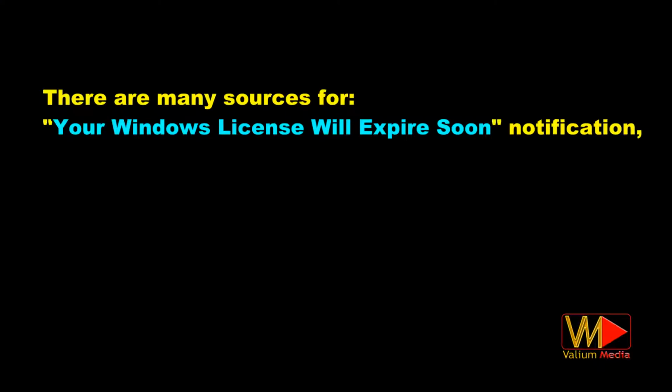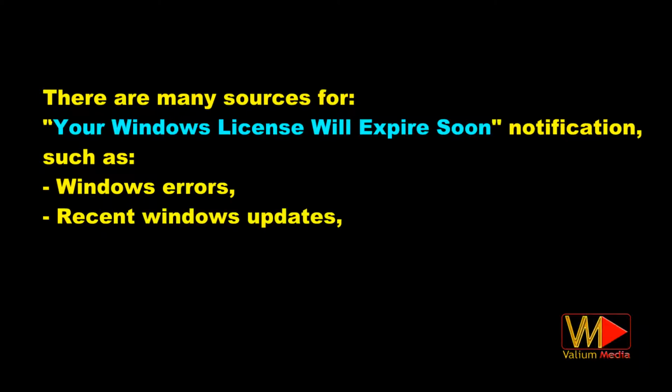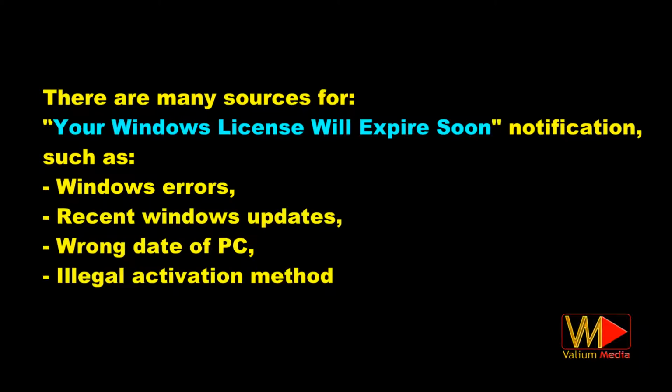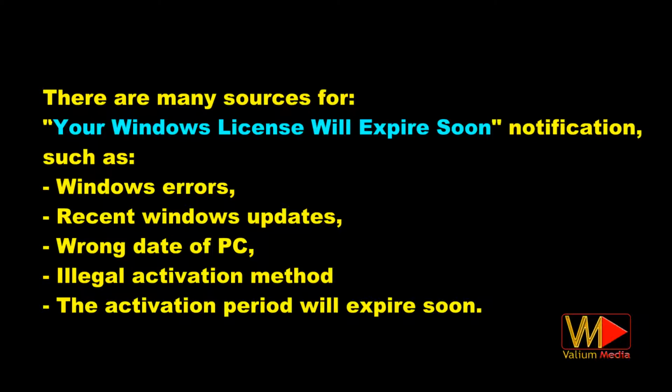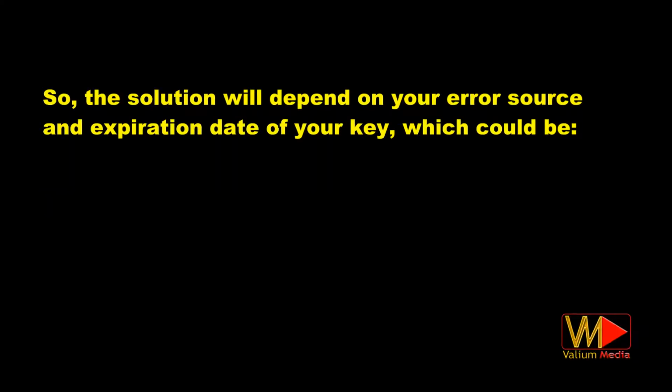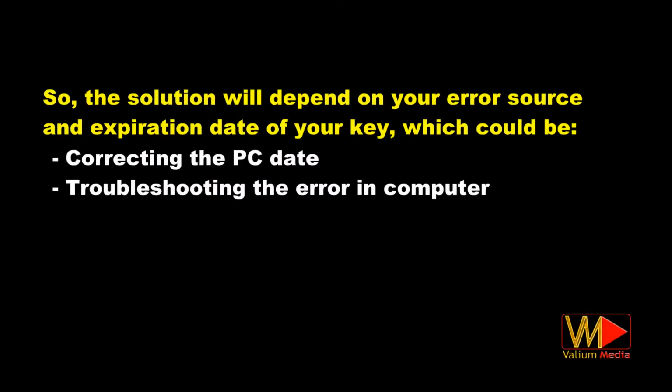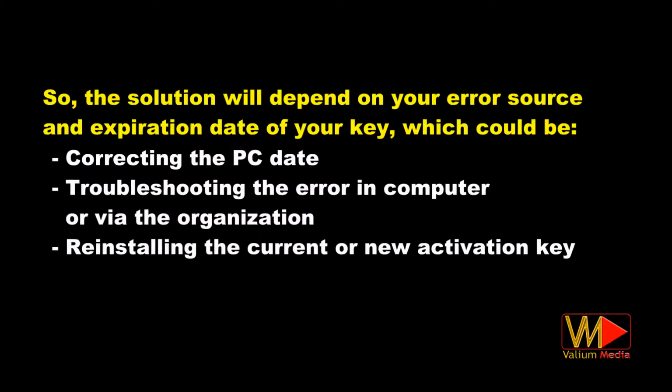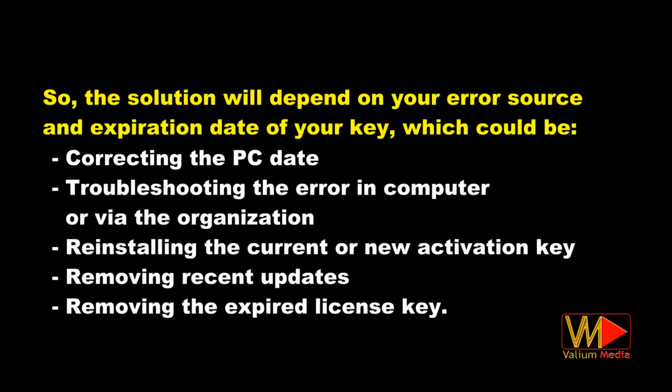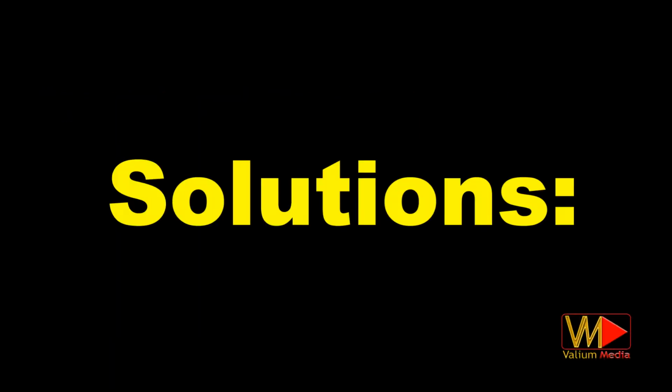There are many sources for the "your Windows license will expire soon" notification, such as Windows errors, recent Windows updates, wrong date of PC, illegal activation method, or the activation period will expire soon. So the solution will depend on your error source and expiration date, which could be correcting the PC date, troubleshooting the error in the computer or via the organization, reinstalling the current or new activation key, removing recent updates, or removing the expired license key. Solutions.